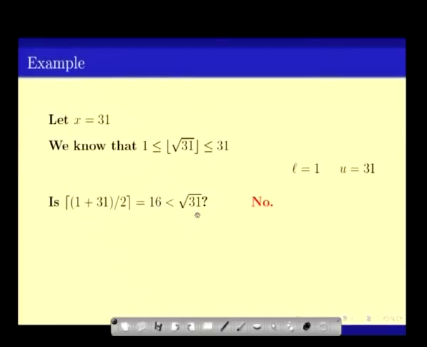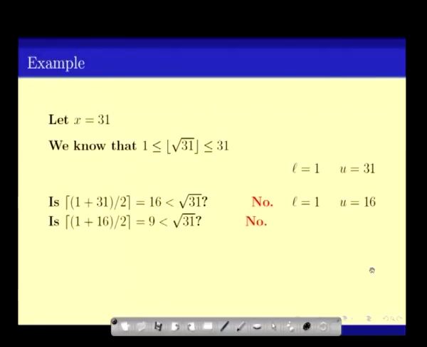How is it no? It is no because we just need to check, is 16 square less than 31. 16 square is something we can do easily, it is a multiplication. And then we just have to check if it is less than 31 or not. Good. So, this is an easy thing to do and we get no. And if it is no, what do we do? We keep the lower limit as 1 and upper limit as 16. So, thus our searchable range goes from 1 to 31 to 1 to 16.